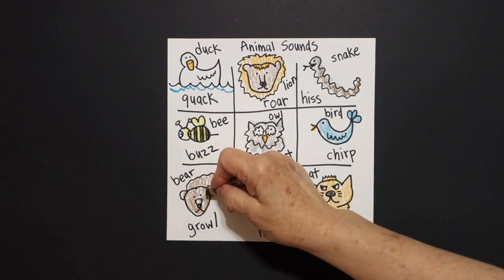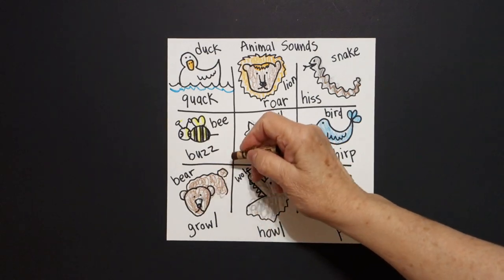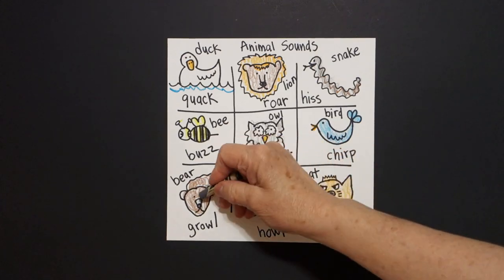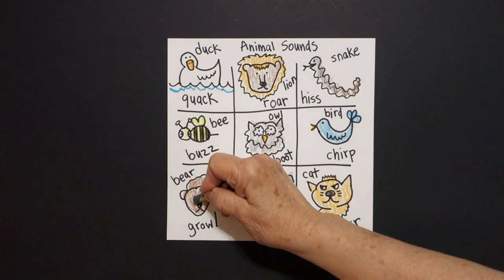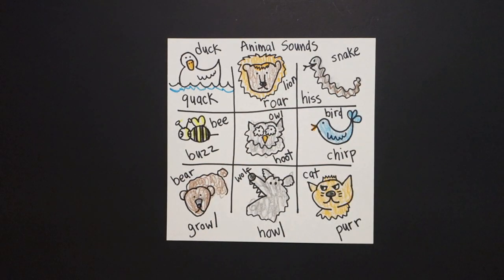Now, what's interesting is that you can probably think of more animal sounds than what we've drawn. And that might be something you will want to do maybe on your own to see how many others you can think of. Like I was thinking of a sheep, baa, cow, moo, dog, woof. There's a lot.